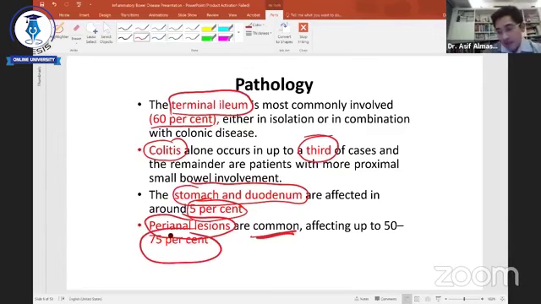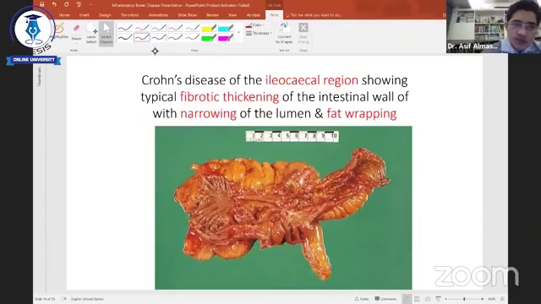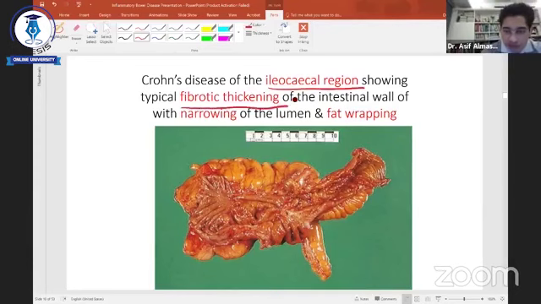In case of perianal lesions, you will see multiple fistulas in and around the perianal region. If you see multiple fistulas, it means more than 3, 4, 5, 6 fistulae in and around the perianal region. Always think of Crohn's disease as one of the causes. As we have just discussed, Crohn's disease is a disease of the ileocecal region and shows fibrotic thickening. If you look at this place, these regions are fibrotic and thickened, with narrowing and fat wrapping. If you look at this area, there should not be any fat over here. The fat is wrapped over here.